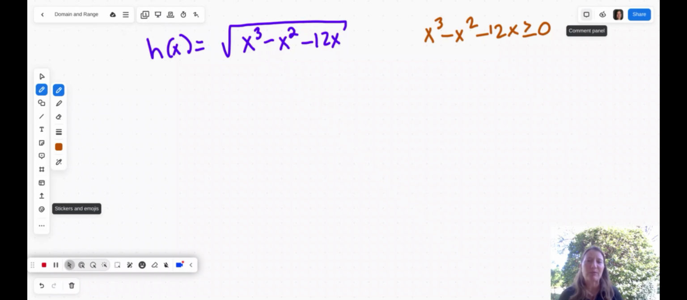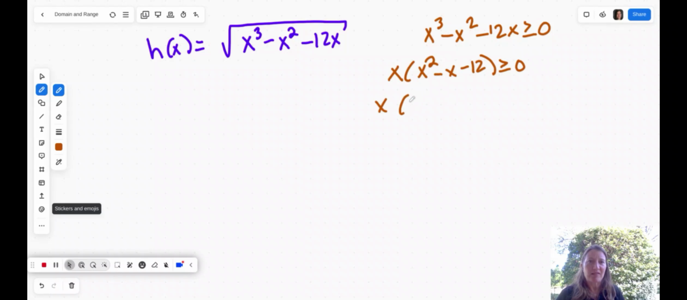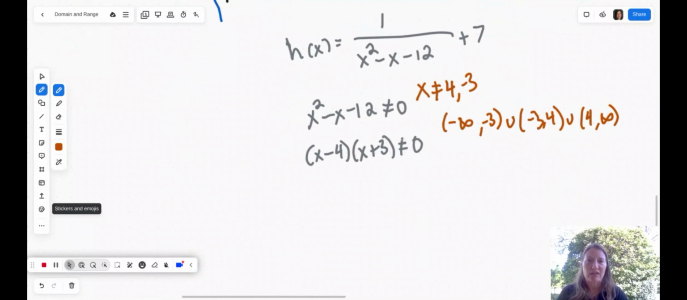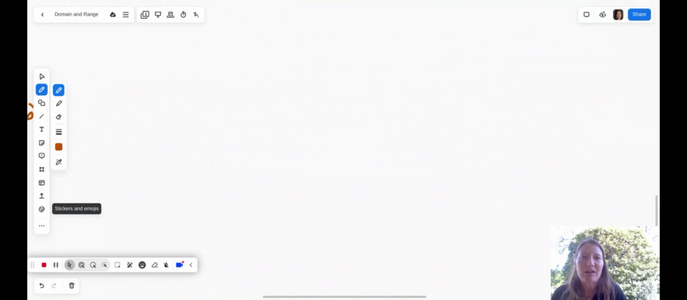Something in my gut tells me I have to factor, right? I'm going to let those algebra instincts take over and factor this puppy out. And I've got x times x minus 4 times x plus 3. But now here's the difference. Over here in rational land, we got our x values and we were like, fine, we just don't want to include those. The end. But now I'm talking about greater than or equal to 0. And that's just a little weirder.